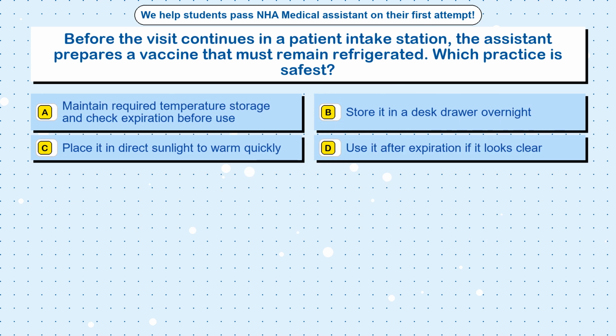Question 88. Before the visit continues in a patient intake station, the assistant prepares a vaccine that must remain refrigerated. Which practice is safest? Option A. Maintain required temperature storage and check expiration before use. Option B. Store it in a desk drawer overnight. Option C. Place it in direct sunlight to warm quickly. Option D. Use it after expiration if it looks clear.